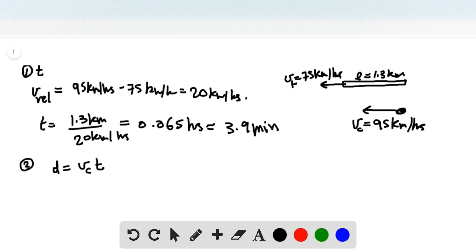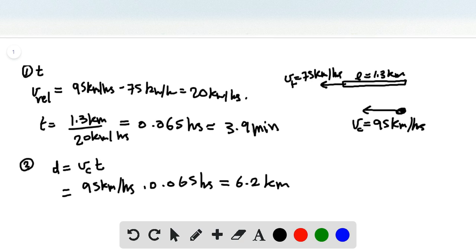Okay, so the distance here, the speed of the car is 95 kilometers per hour times the time in hours, 0.065 hours, and that will be equal to 6.2 kilometers. That's the distance the car will travel in 3.9 minutes.